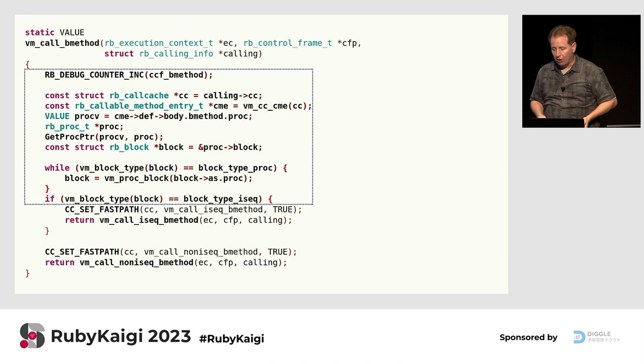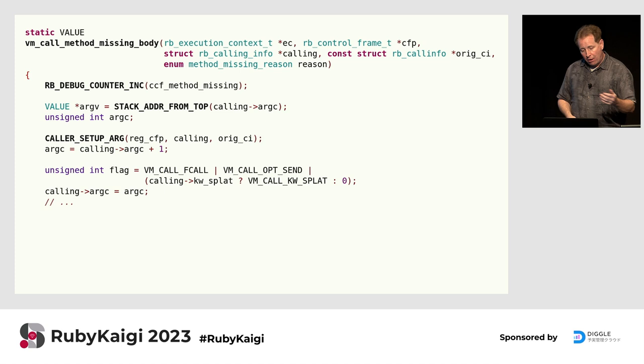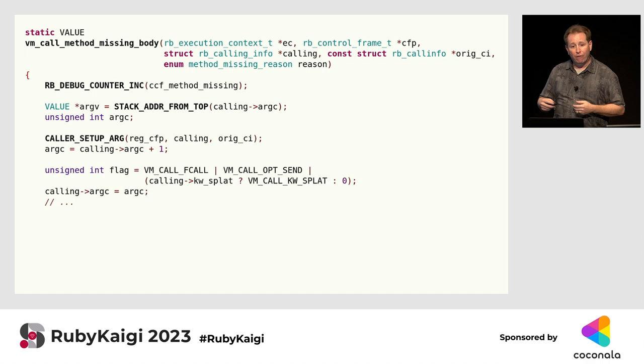So I added some benchmarks, and I found that these changes improved B method calling by 40% in simple cases and up to 180% in keyword cases. Another of the optimizations was to method missing calls. So here's the top of VM call method missing body before the bug fix and the optimization.